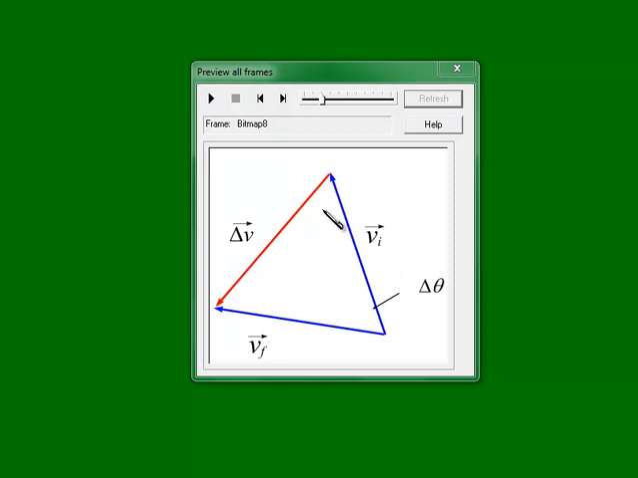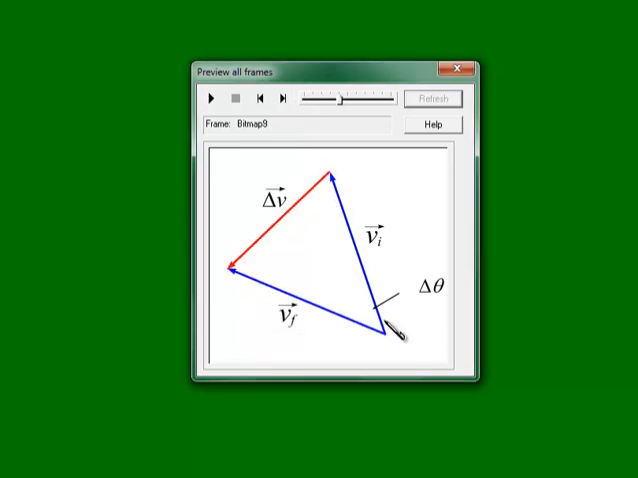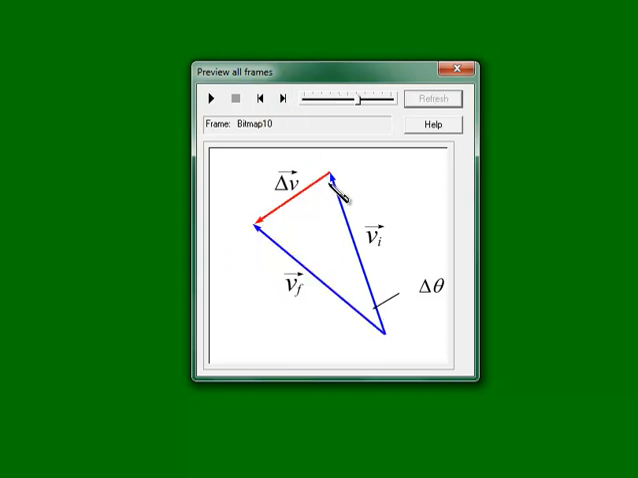And we want to know, well, as this angle becomes very small, what value does this angle approach? So notice this angle right here. Let's make this angle a little bit smaller. Notice it's smaller. Notice this angle here. Let's make it a little bit smaller. Notice what this value is approaching.